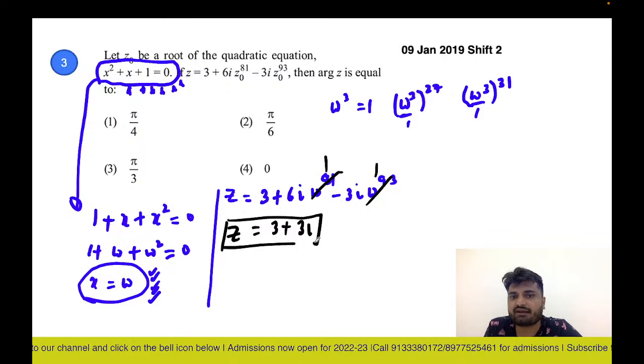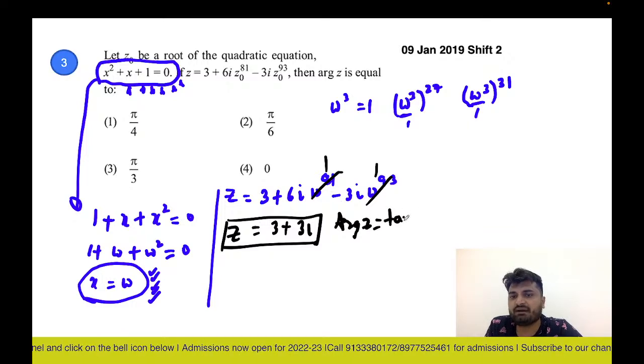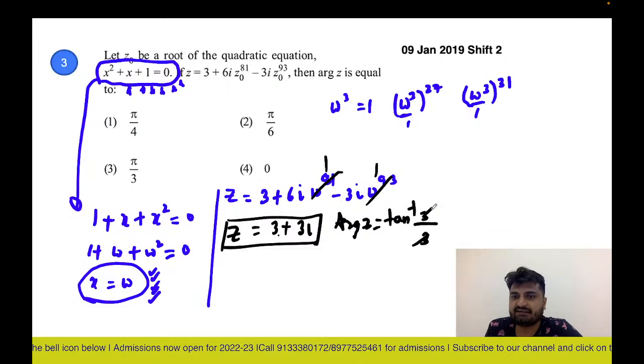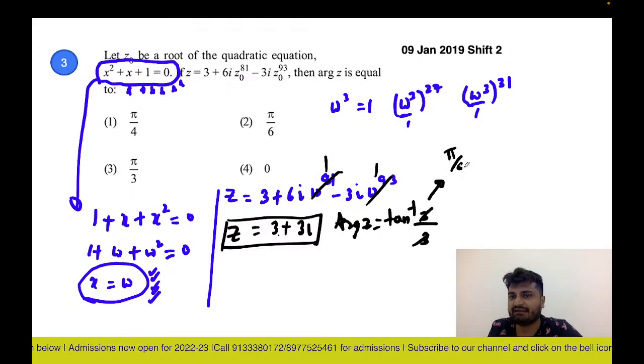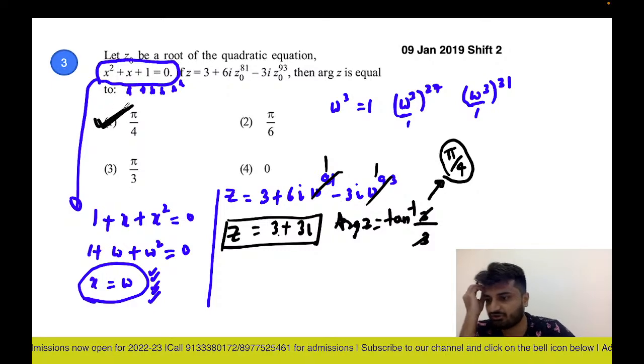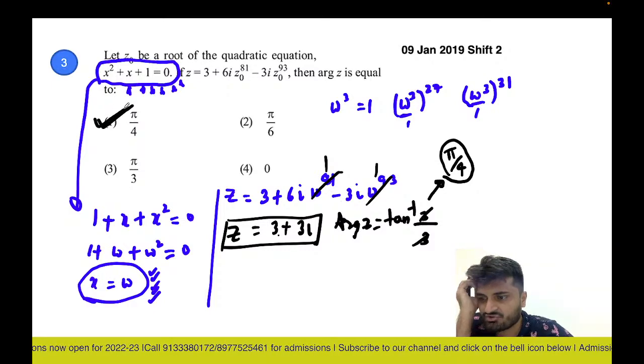Now they are asking for the argument. Arg z means the angle, which is nothing but the tan inverse of the imaginary part, which is 3, by the real part, which is also 3. So 3 will get cancelled. Tan inverse 1. At what value of angle is it 1? 45 degrees, right? So the first option will give you the answer for this.